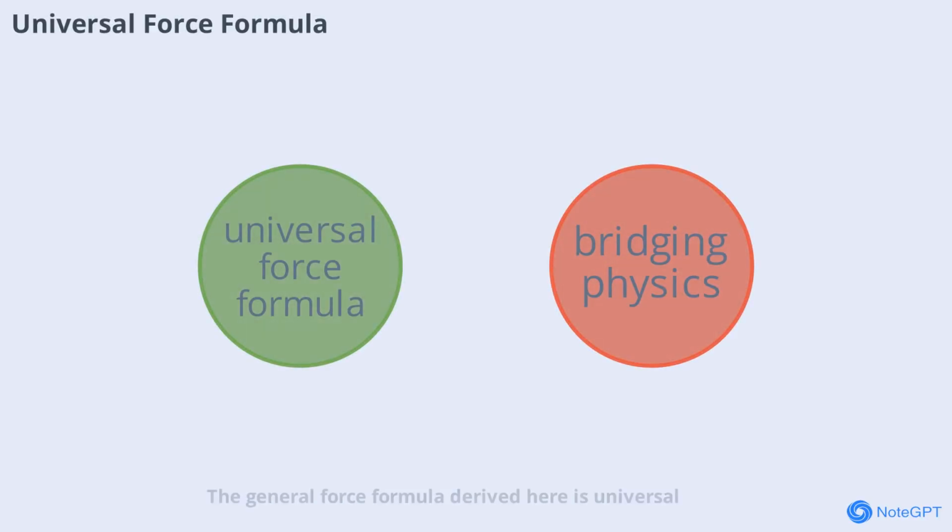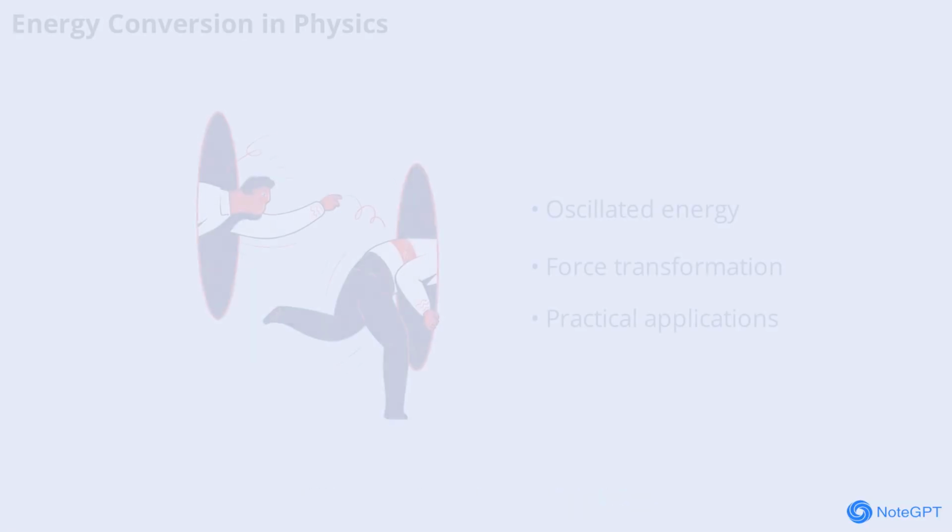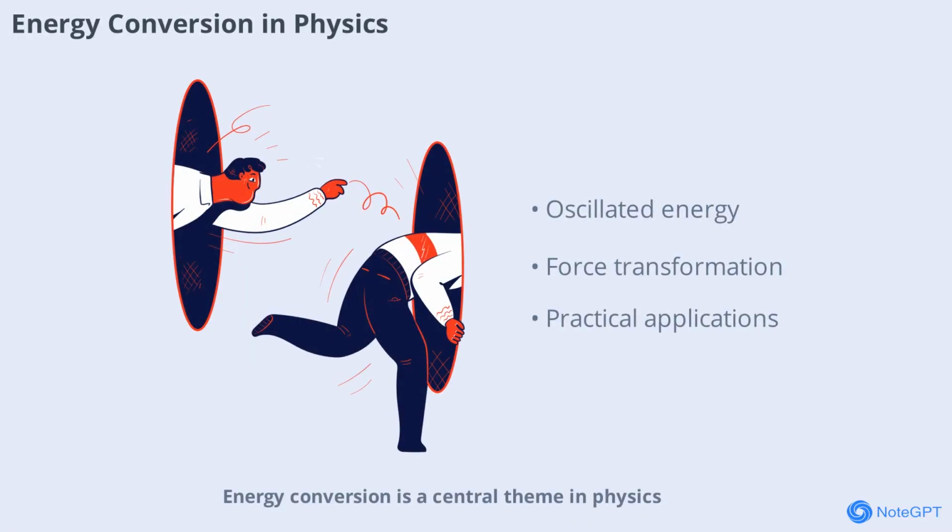The general force formula derived here is universal. It applies to both massless and massive particles, bridging classical and quantum physics. This universality is a major step forward, offering a single mathematical expression for force across different scales and types of particles. Energy conversion is a central theme in physics. The force-energy equivalence equation shows that oscillated energy can be transformed into force, and vice versa. This principle is not only theoretical but also practical, influencing how we design systems and understand natural phenomena.